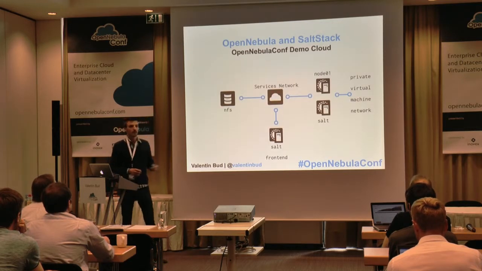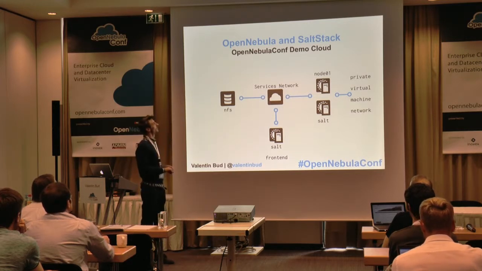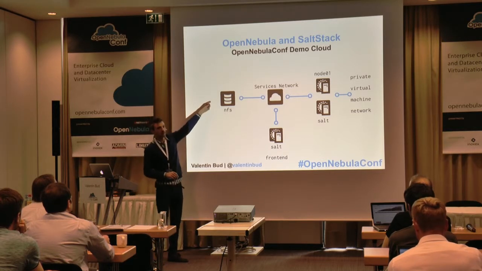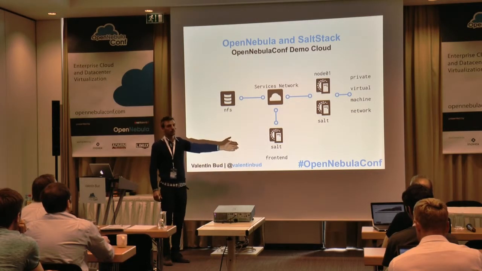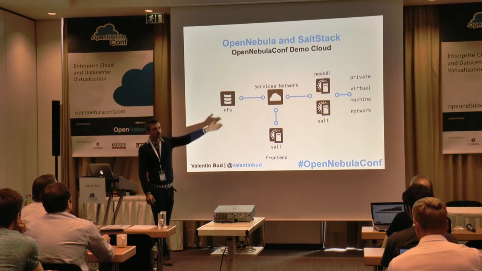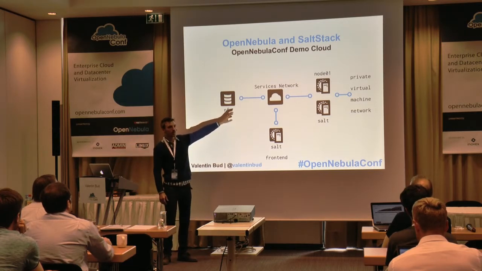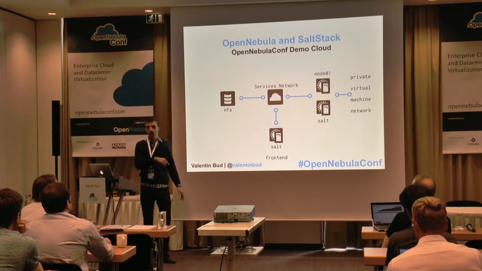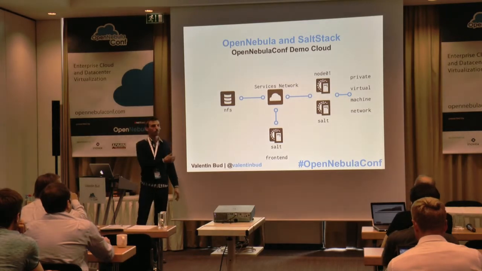The command I ran earlier is about my demo, and my demo is a cloud built from three machines: an NFS server, a front end, and two nodes. The OpenNebula front end is also the salt master. The front end is also a node, along with the node01 machine. As OpenNebula recommends in its documentation, we have a services network that connects the machines, so OpenNebula can talk with the nodes and SaltStack with its minions. And we have a private virtual network for the machines that we are going to boot up on top of this cloud.